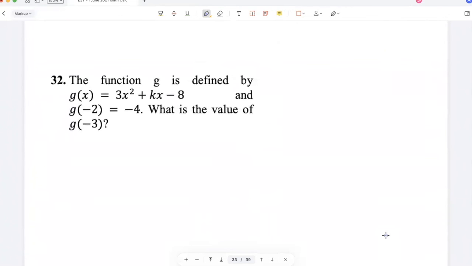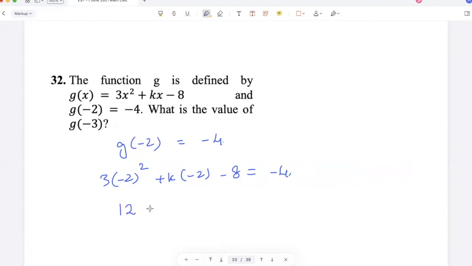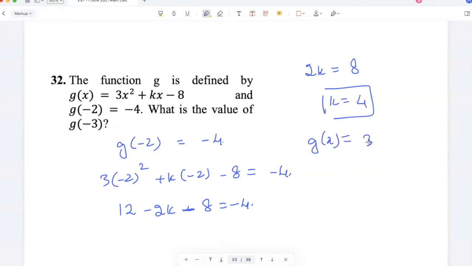The function g is defined by this, and g of -2 is this. What is g of -3? Okay, so g of -2 is -4. So 3 times -2 squared plus k times -2 minus 8 is -4. So 3 into 4, 12 minus 2k minus 8 is -4. So 2k is 12 minus 8, 4 plus 4, 8. So k is 4. So my function g of x becomes 3x squared plus 4x minus 8.